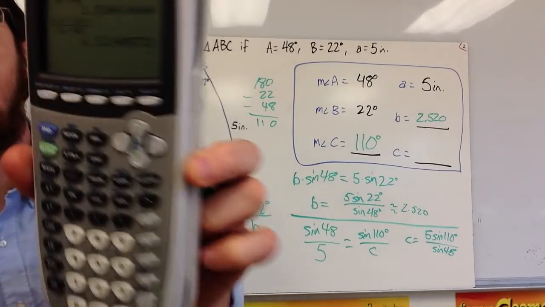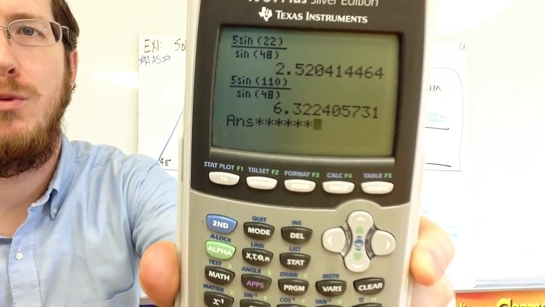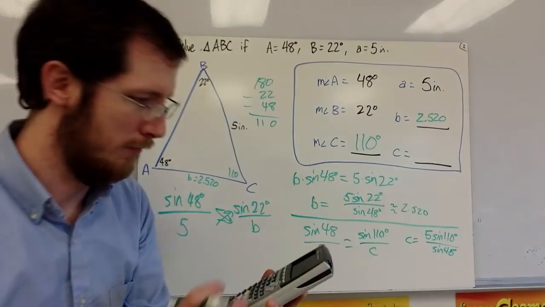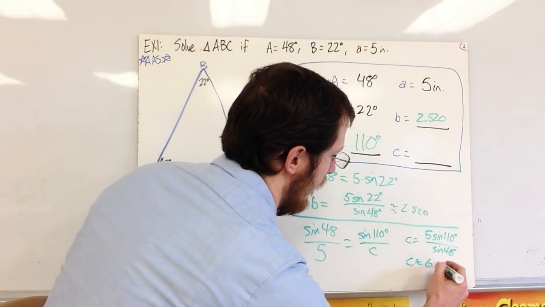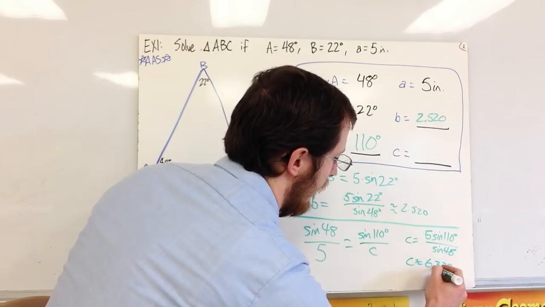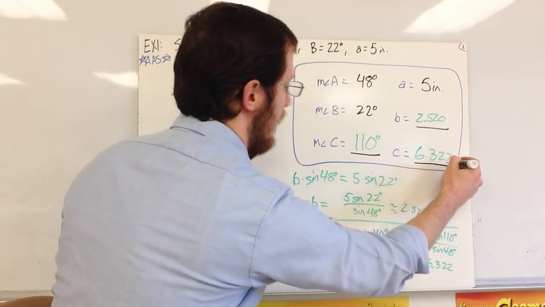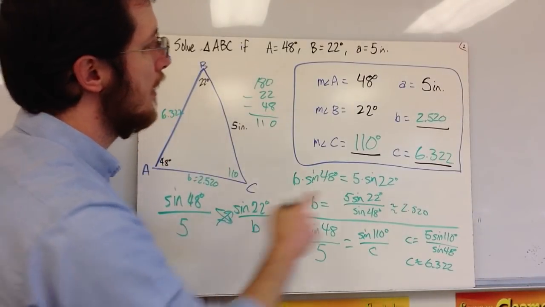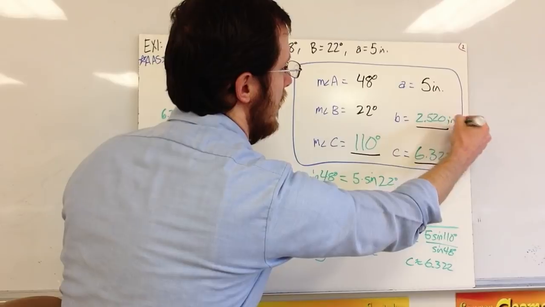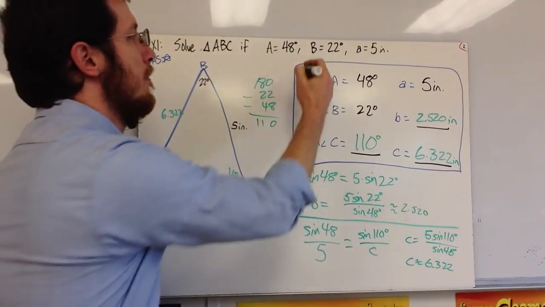We should get 6.322. Okay, that's our C value. It's in our table. It's on our triangle. And each of our sides are in inches. Make sure we have our units. We've got our degrees, and we're done.